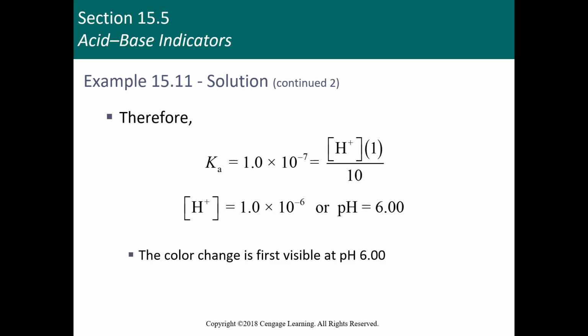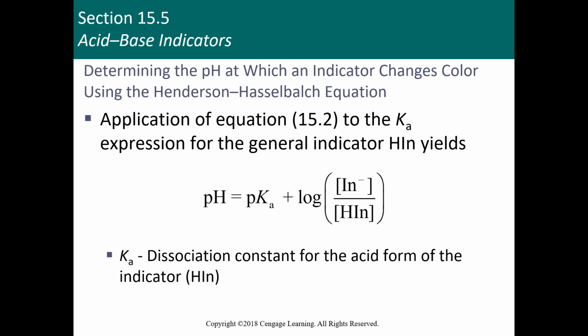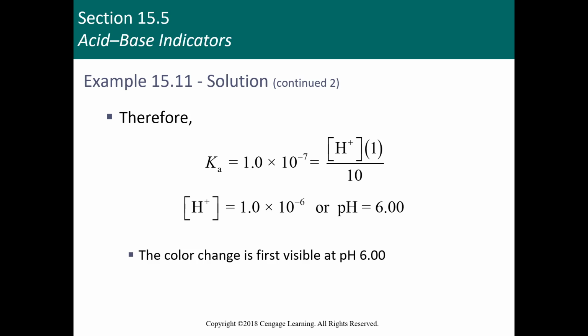So our Ka is going to be 10 to the negative 7. That means that we should expect a color change where it is 1 in 10, which would give us this right here. So we multiply over that 10, and we'll find out that our concentration of H+, where we should be able to see some sort of color change, would first be visible at 10 to the negative 6, which would be a pH of 6. So for this indicator, we should see a greenish color at around pH 6.